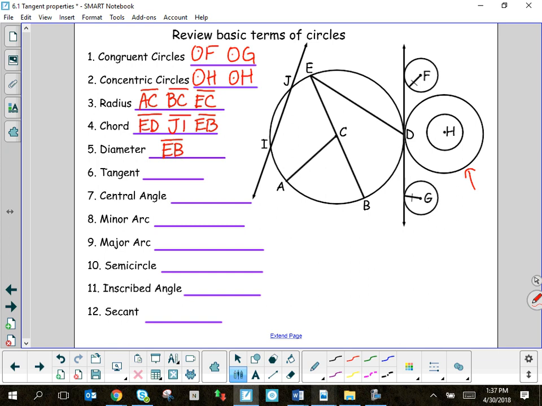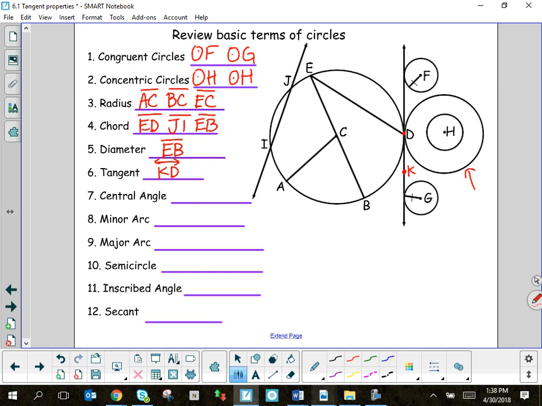A tangent is a line that touches the circle at exactly one point, which would be D, and we need one more point, so we'll just say K. Okay, so line KD is a tangent line. Okay, make sure you use the arrows because tangents are lines.